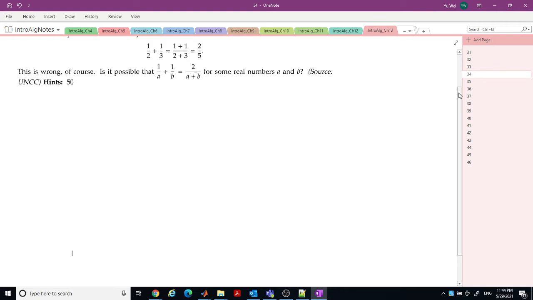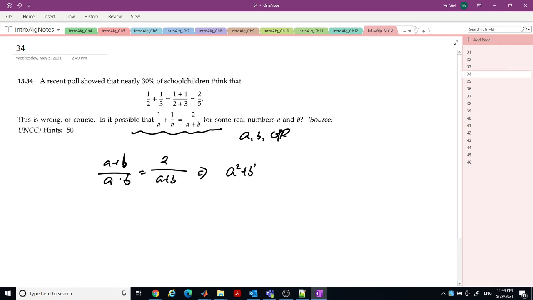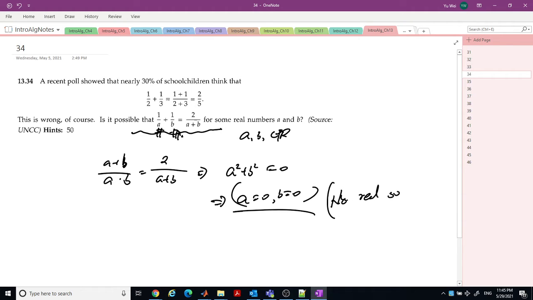This one is, so many people calculate the fraction this way. We want to see whether this is possible for a, b belonging to the reals. Okay, now let's solve it. a times b, a plus b, then equal to 2 times a plus b, is equivalent to a squared plus b squared equals 0, right? So here the only solution is a equals 0, b equals 0. But the problem is the denominator cannot be 0, right? So there are no real solutions.